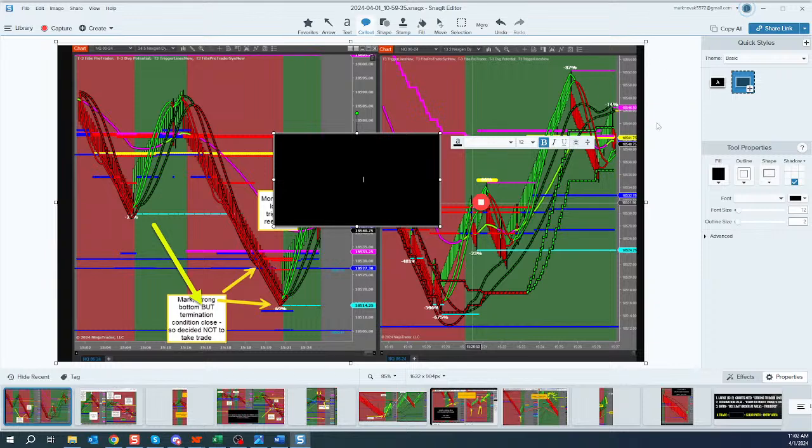Ooh, why is my font black? That's a silly color. All right. I don't know how that changed to black. There we go.